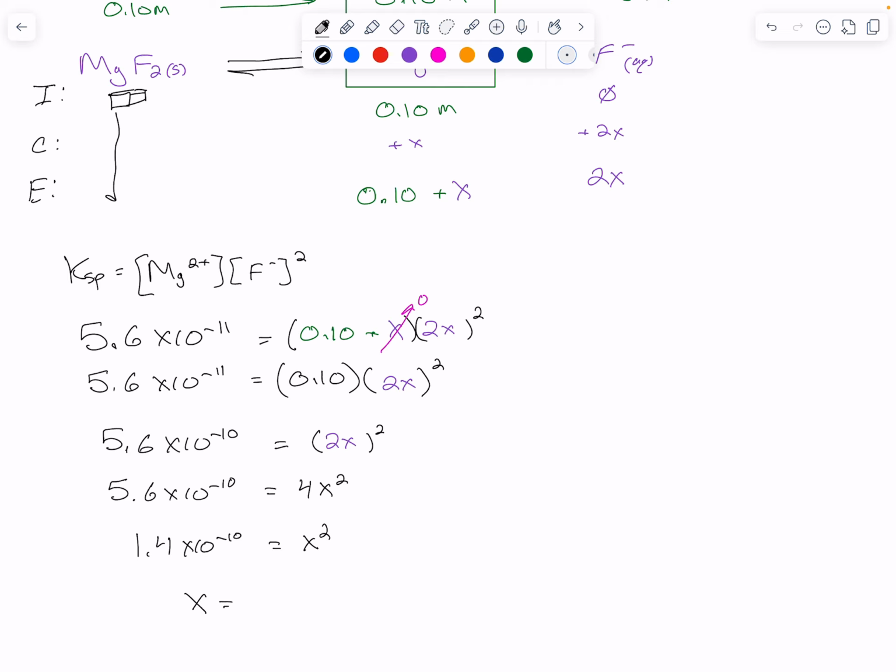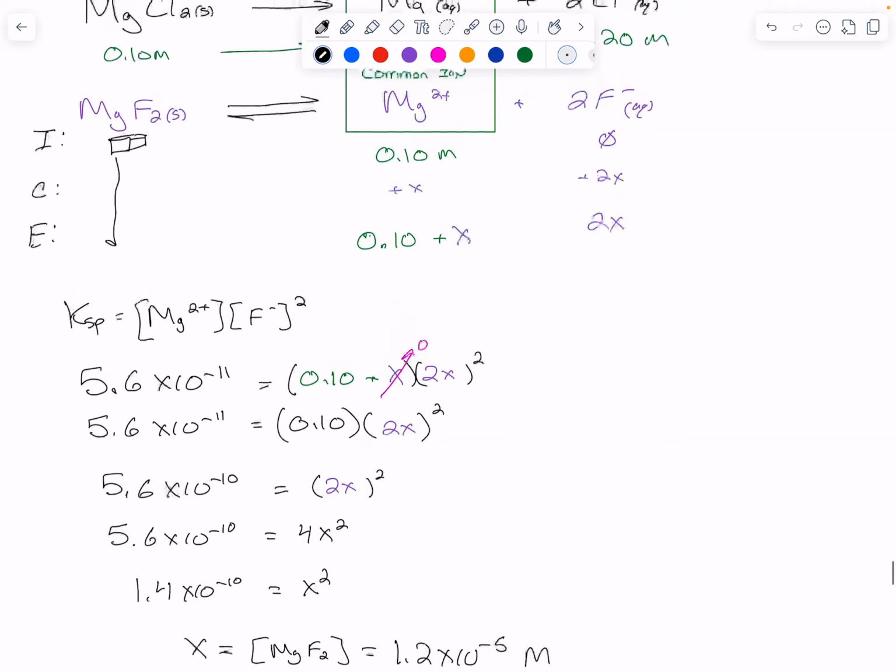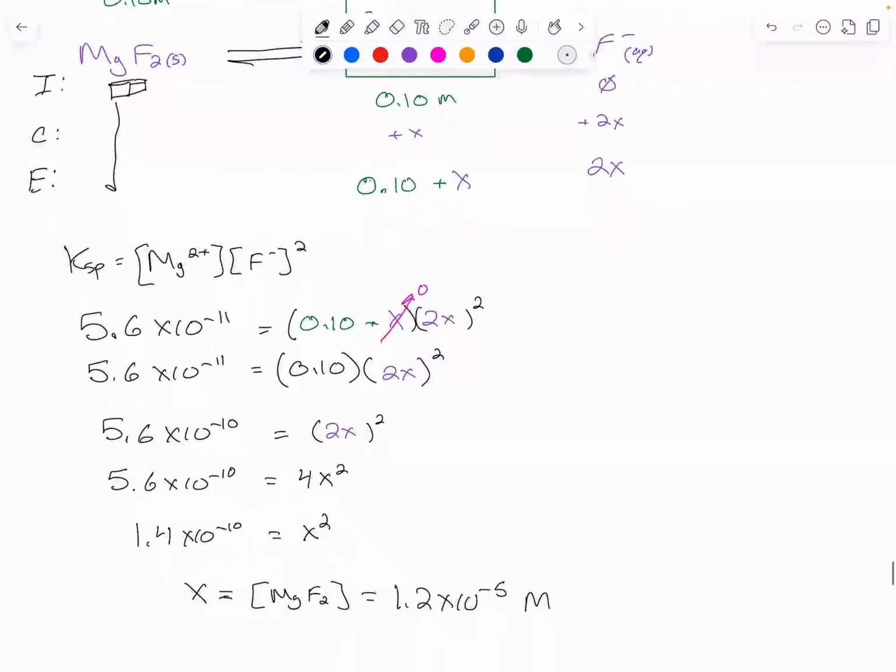So x, which equals the concentration of magnesium fluoride, is 1.2 times 10 to the negative 5. All right. And so if we look at the question, that's what we want. We want x. All right.